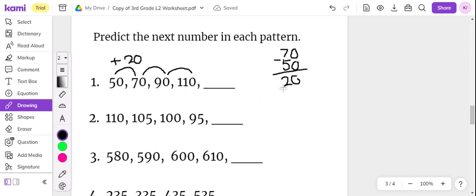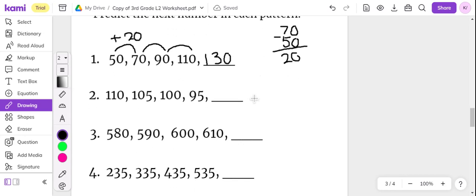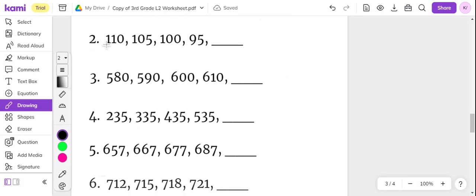Alright, so if we add 20 to 110, we would get 130 if we do that in our heads. Over here, we have 110, 105, 100, and 95, and then we have that blank. We can see that each number we go down. So I would take 110 and subtract it by 105. So 110 minus 105.